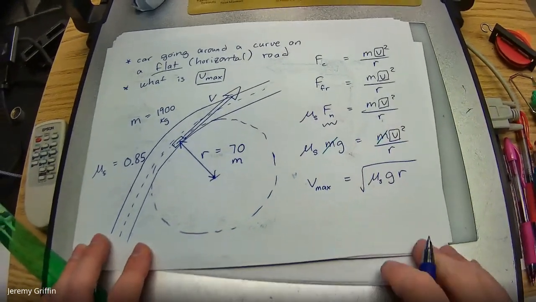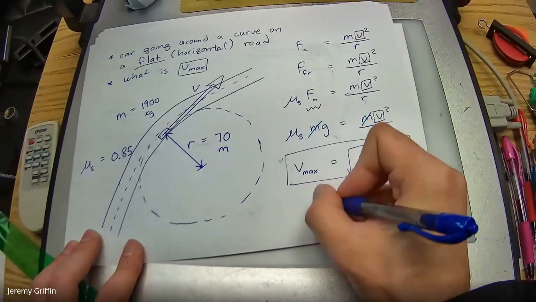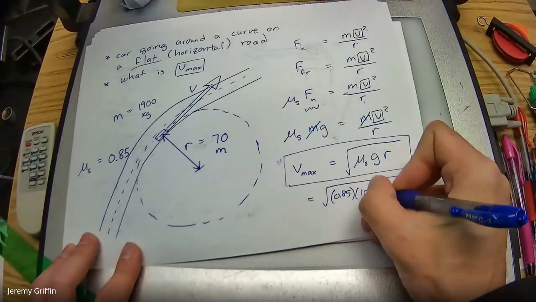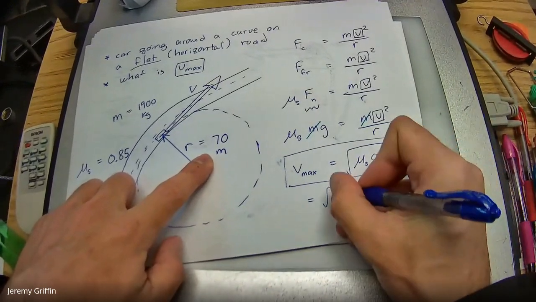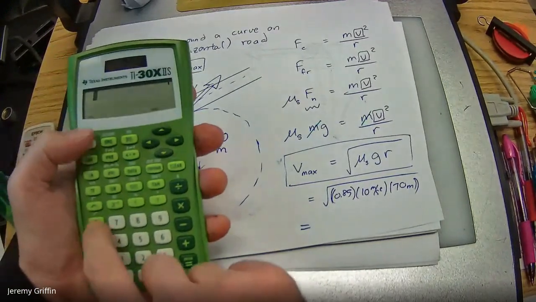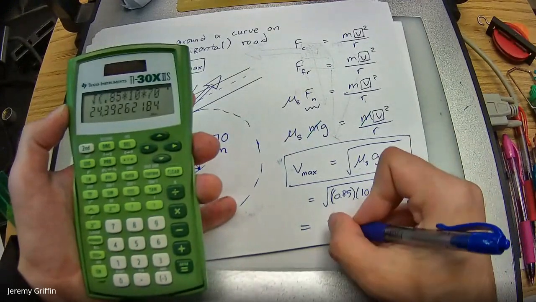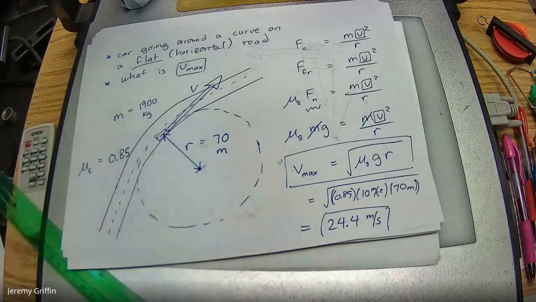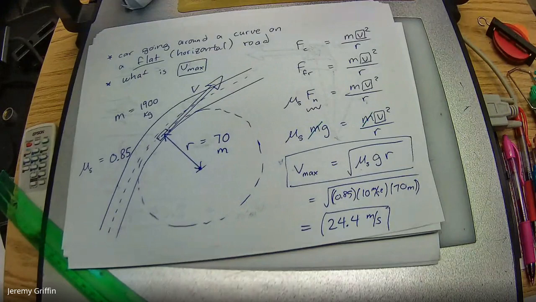Here's your general expression. Let's plug in some values, like the numbers I gave you here. So that could be 0.85 times 10 meters per second squared times a radius of 70 meters. What is 0.85 times 10 times 70, the square root of all that? I'm looking at 24.4 meters per second. That's how fast that car can go up to before it would slide off the road.